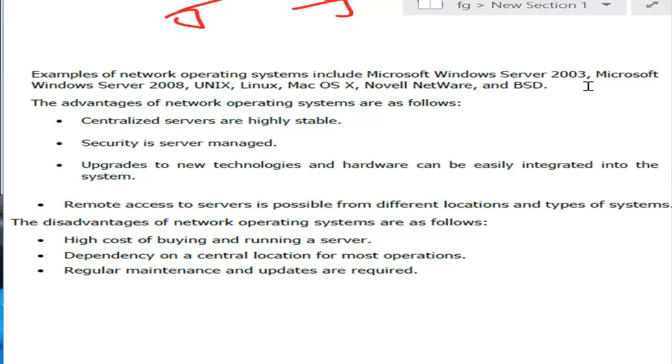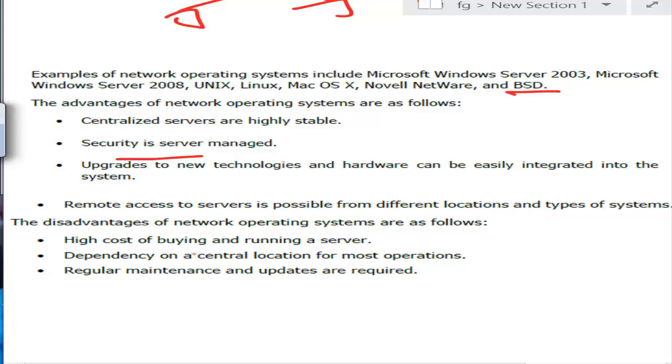Now the examples of network operating systems are Windows 2003, Microsoft Windows Server, Unix, Linux, Mac OS, Novell NetWare, and BSDs. There are a lot more and newer ones. The advantage we have is centralized servers, in the client-server architecture. It is highly secure. We can have security in the server. The server manages all the security about the clients and all those things. Okay. If you want to upgrade to new technology, the hardware can be easily integrated into the system. Remote access to the server is possible from different locations.